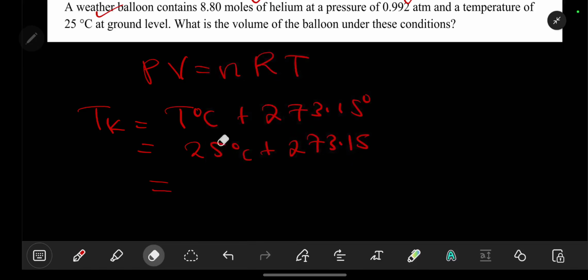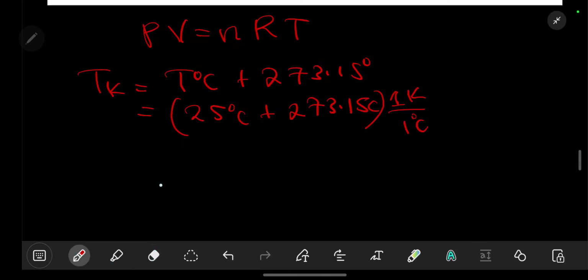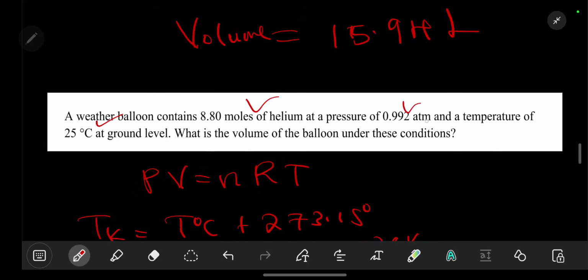Let's just avoid the units. For the sake of this topic, we are just avoiding those units. You can always write degrees Celsius times 1 kelvin over 1 degree Celsius, but you can just avoid them depending on how difficult your lecture is. So you add your 25 plus your 273.15. This gives us a value of 298.15 kelvins.